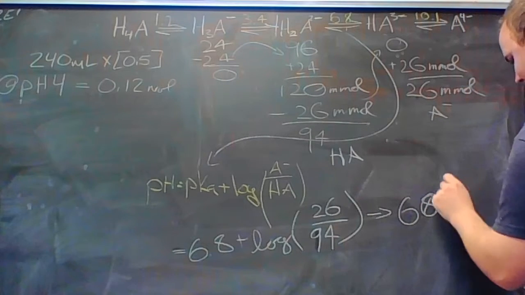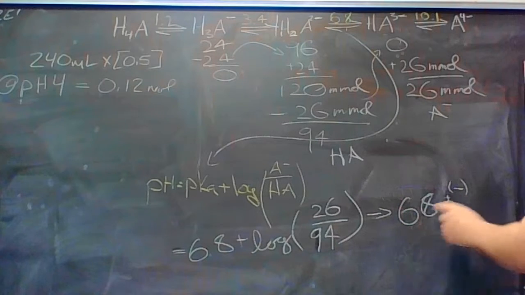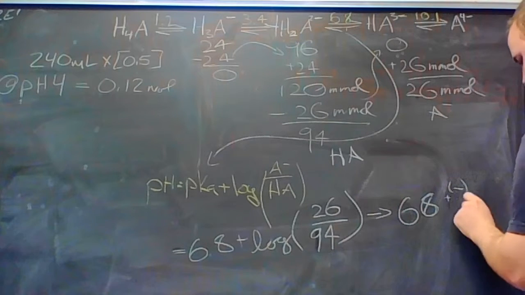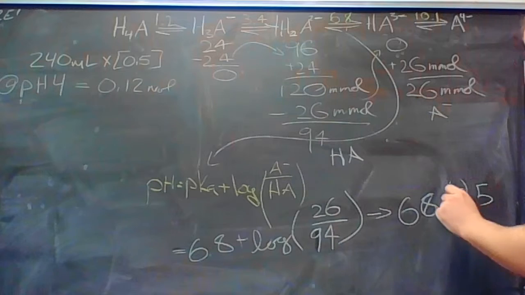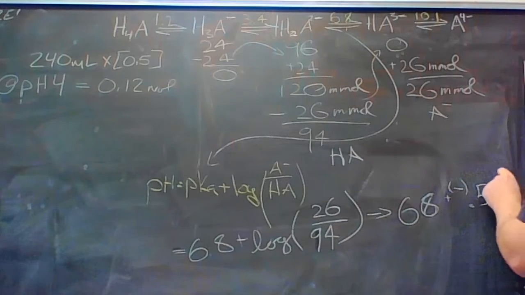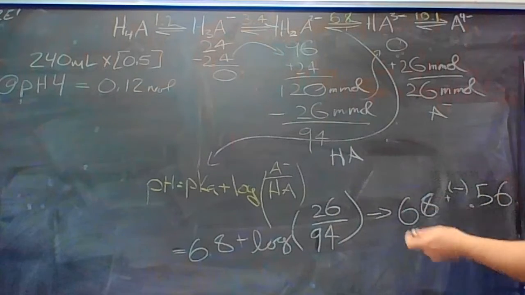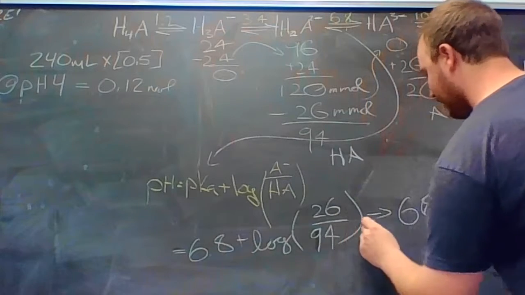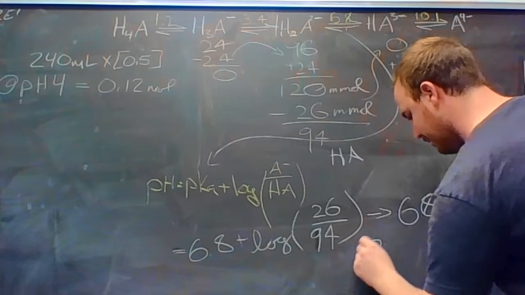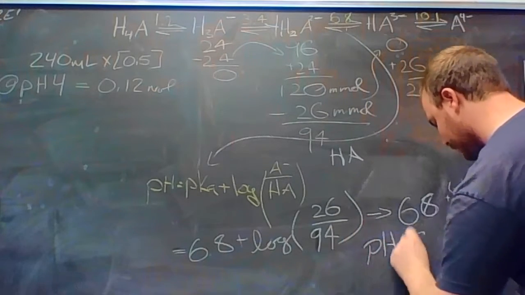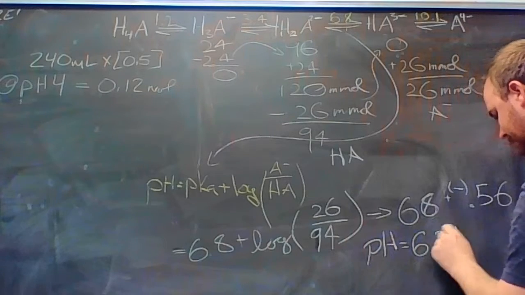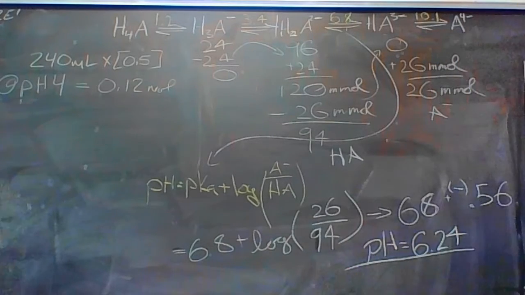plus negative, because the log of less than 1, 0.54 or 0.56. 0.56, I can never quite remember. Which brings us to have our pH equal 6.24, and that is the final pH of our system.